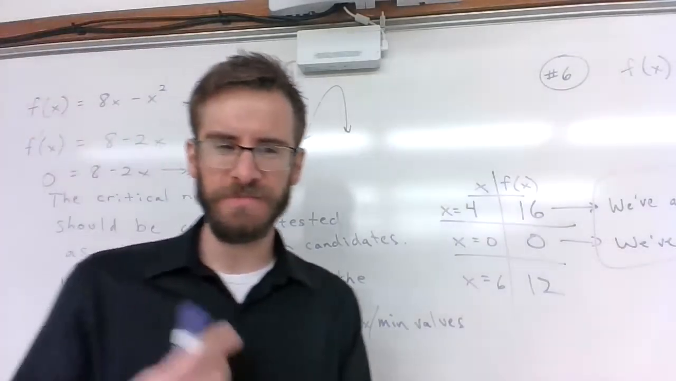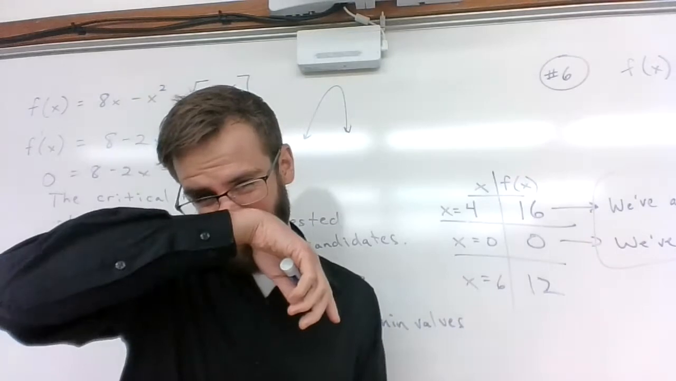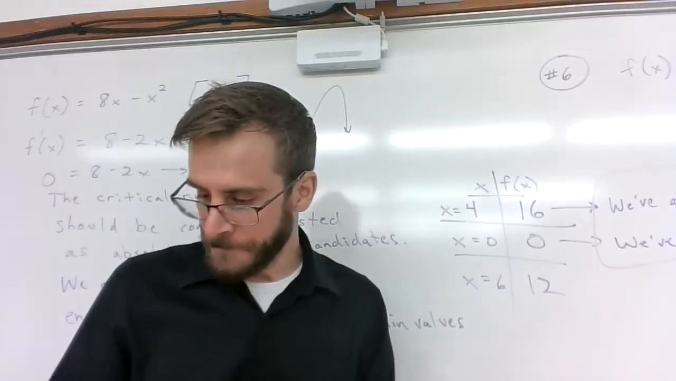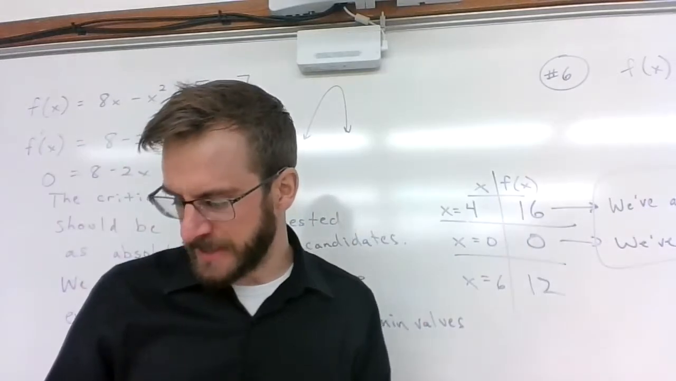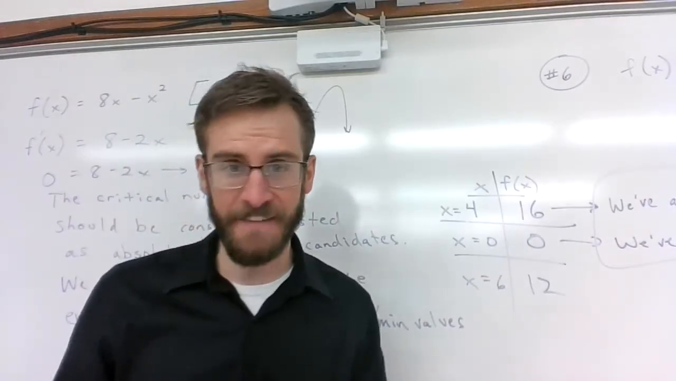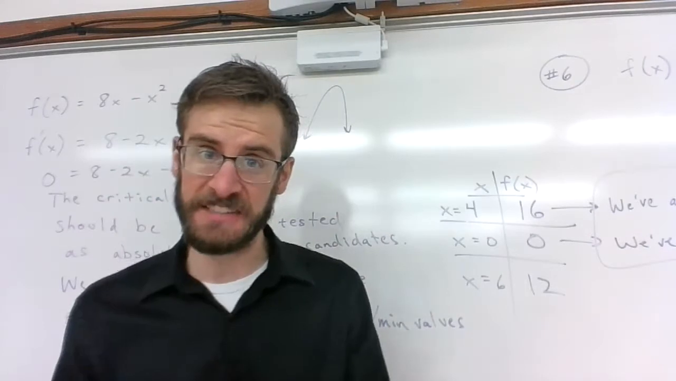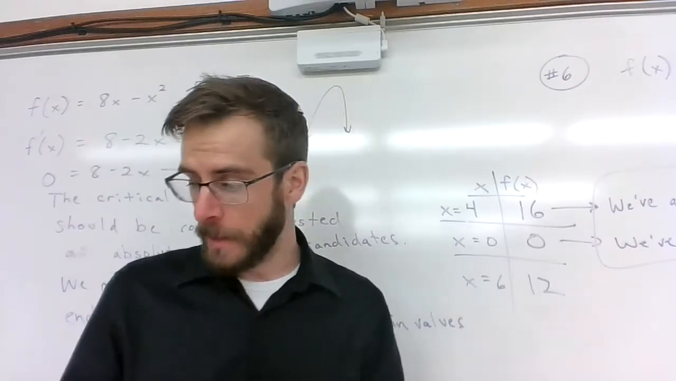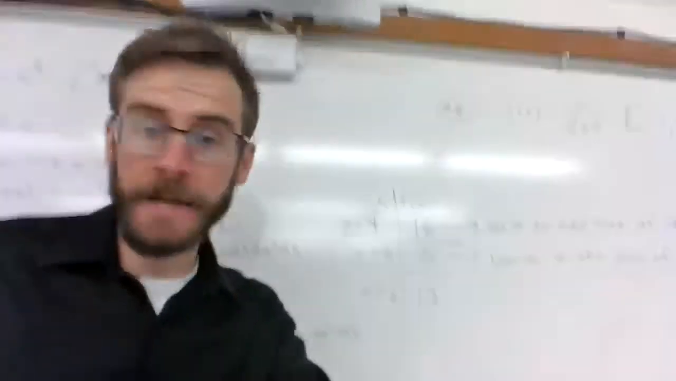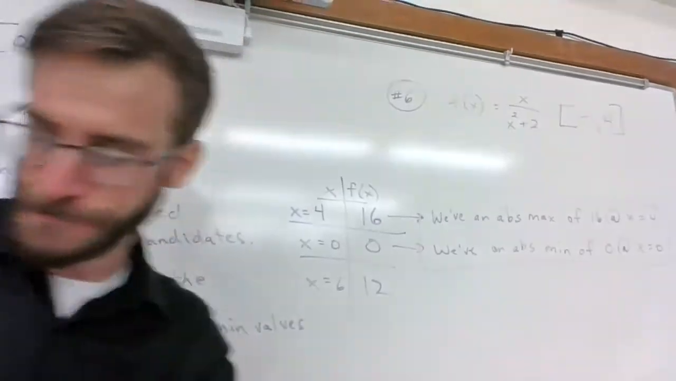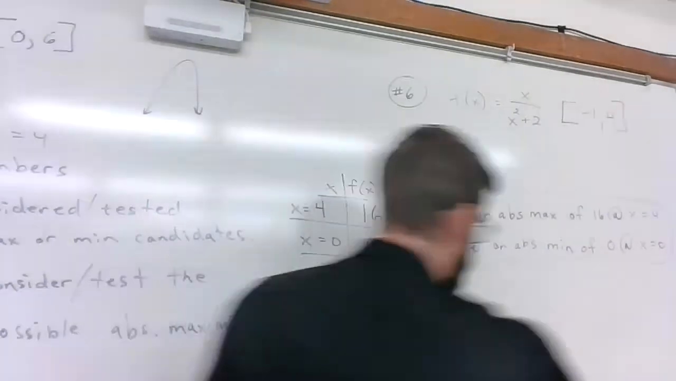So let's do one more where you have to maybe do a little bit more aggressive derivatives. And then I'm going to show you guys what to do when you don't have actual endpoints, but say it's negative infinity to infinity or 0 to infinity, something kind of funky like that. But number 6 first. So take the first derivative of that.